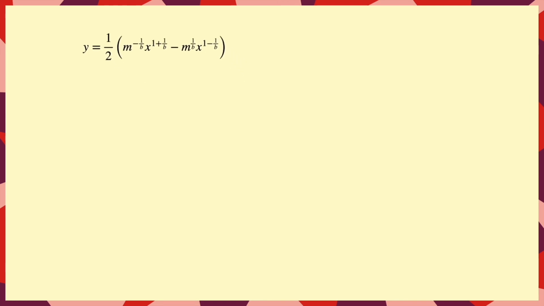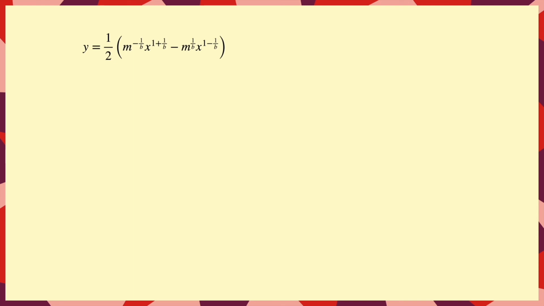Finally, the second part of the question asked us where the boat ends up, depending on the value of b, its speed. Well, if we look at our formula, the power of x in the first term is 1 plus 1 over b. And as long as b is positive, which it is, this is always greater than 0. So as x approaches 0, this term tends to 0 as well.